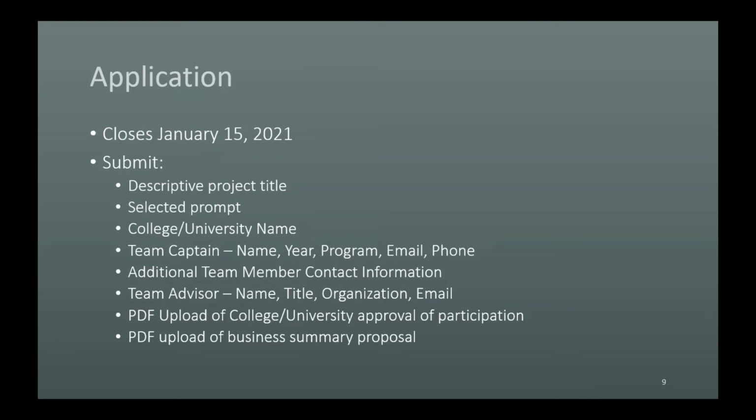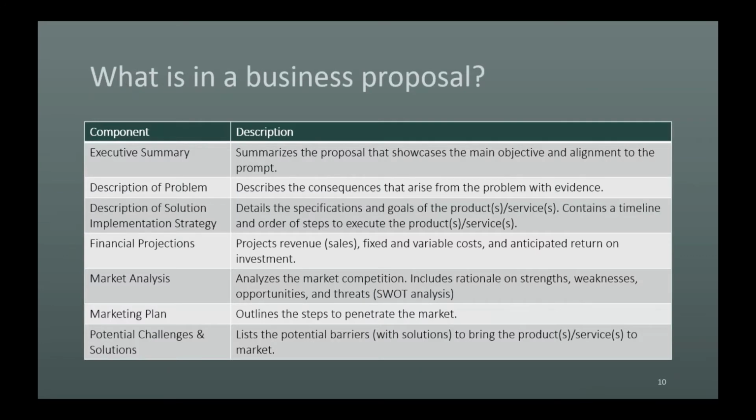The first is from the college or university that's essentially saying that they approve of your participation and that if you're selected to come to the conference to present your pitch, that they will help you to be able to attend the conference as well next May. In addition to that, we do have the business summary proposal that gets uploaded within this application. And so what does the business summary proposal include? So there's 7 different sections that are within the business summary proposal.